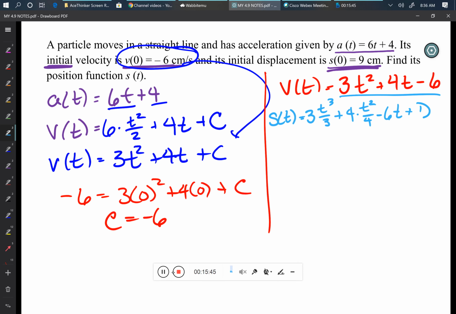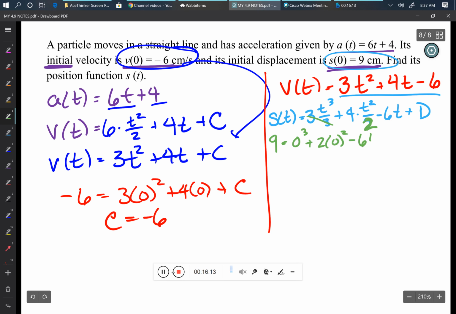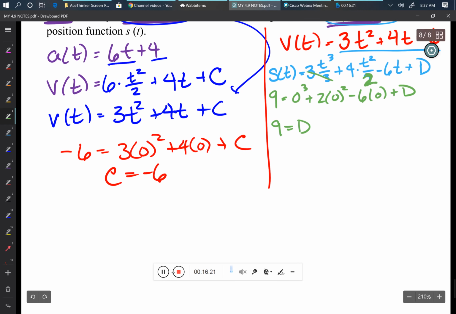Even though c is gone, I don't want to have two c's floating around in my same problem that represent different quantities. So I'm going to go with d here. Now I'm going to use the initial condition that s of 0 is equal to 9. 9 then is equal to, well, those cancel, so 0 cubed. That should be a 2 there. Sorry about that. T squared over 2. Plus 2 times 0 squared minus 6 times 0 plus d. So 9 equals d. And then I'll wrap it all up, make it look pretty.